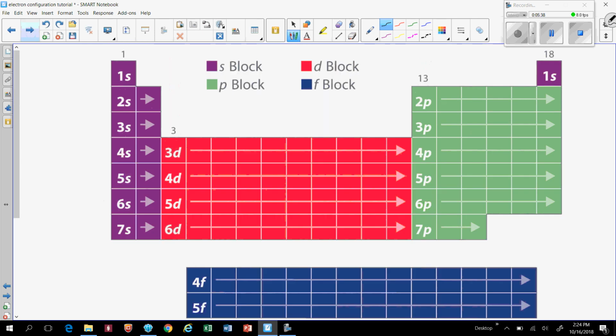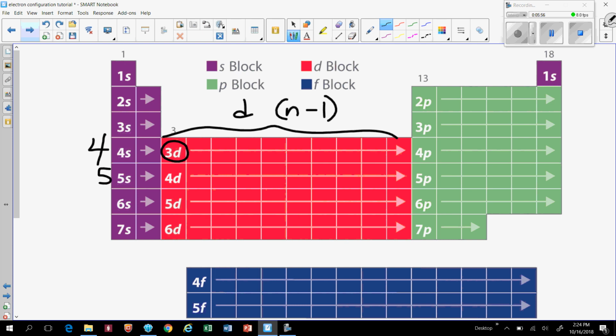Something important to note. When you enter the D sublevel, the energy level, N, drops by 1. If we notice, this is period 4, yet when we enter the D sublevel, it's now 3.